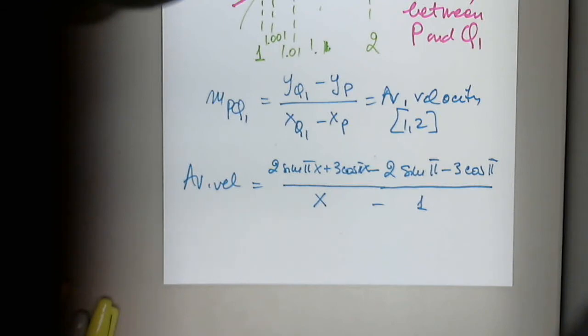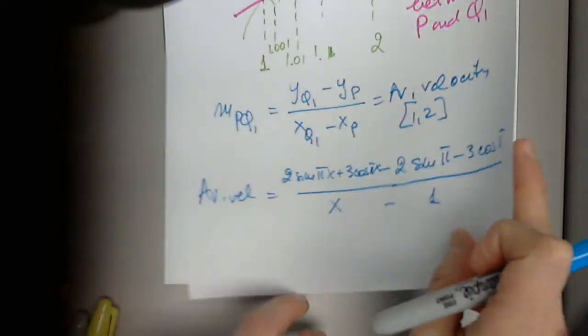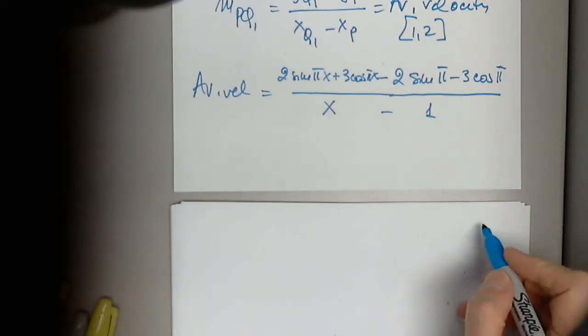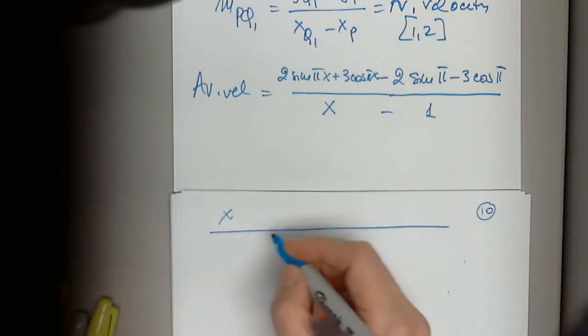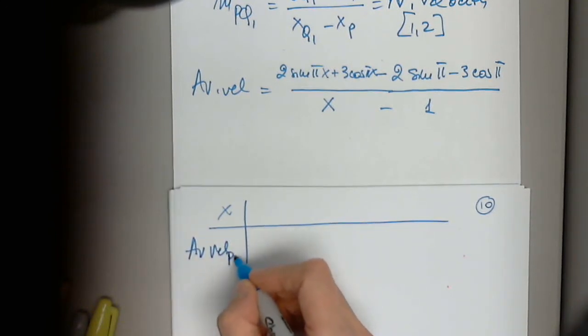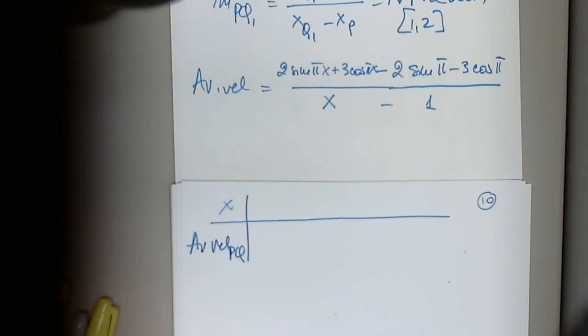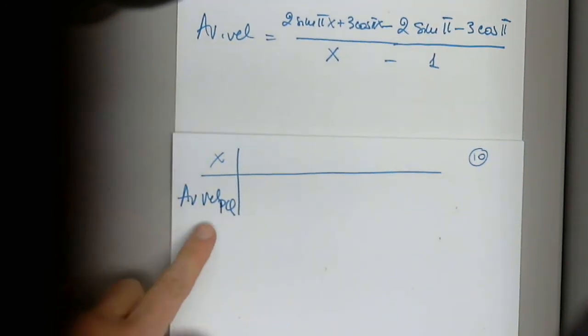So I'm going to copy now the table. So you have it. Ready? So x, average velocity PQ. Sorry about that. So here's my table. Okay. So x, average velocity PQ.